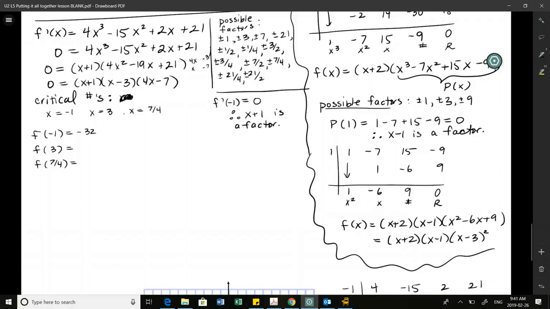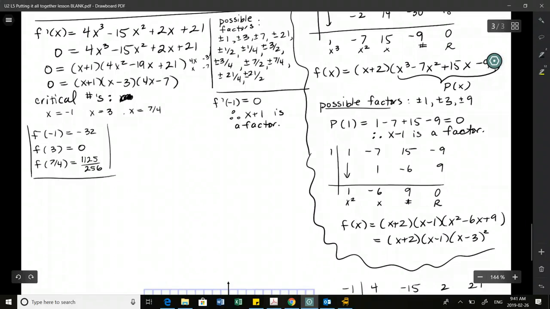Okay, Aiden, f at 3 is 0. Okay. And f at 7/4 is 11/25/256. Carbohydrates, partially, yes. Saccharide. Thank you. Paul. Here's our critical numbers, critical points.